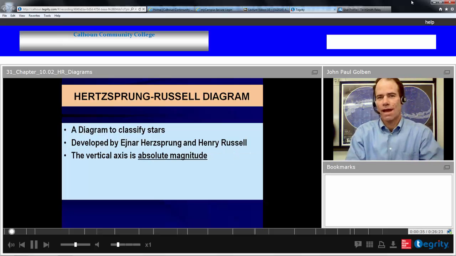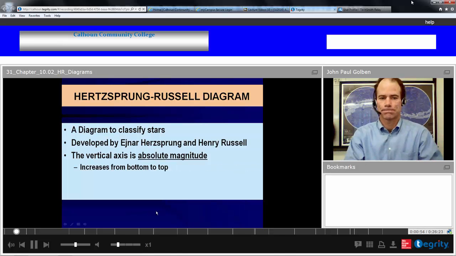On the vertical axis we have absolute magnitude, which, as we discussed in the last lecture, has to do with the absolute luminosity of the star itself. So the absolute magnitude is the standard luminosity of the star. And on the diagram, it increases from the bottom to the top on the vertical axis.